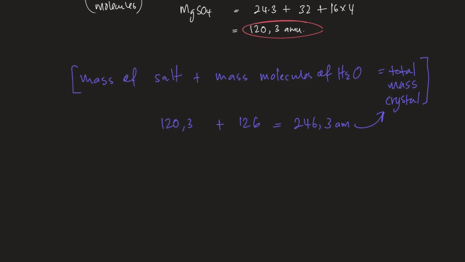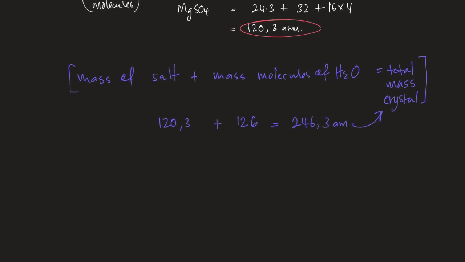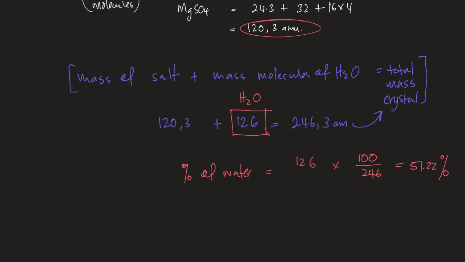Then all we want to do is know of that total mass, how much is water. And we know that the 126 represents water. So all you're going to do is say the percentage of water is equal to 126 multiplied by 100 divided by 246, and that's going to give you your percentage. So pop that into your calculator, and that should give you 51.22%.